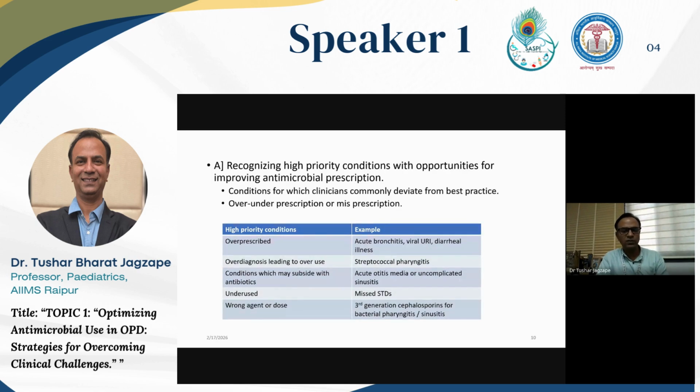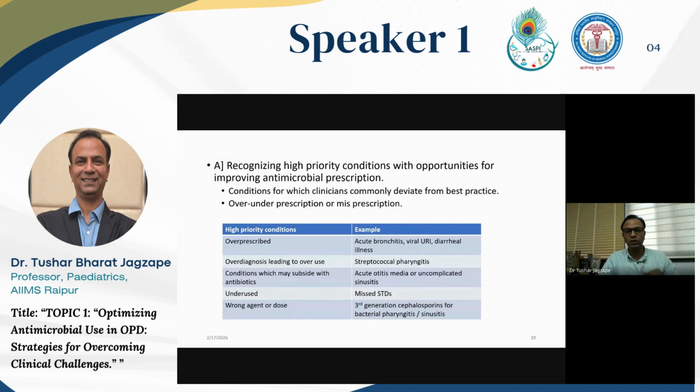This table gives some examples, like overprescribed. In most of the studies, and in general also, you will find that respiratory infections, mostly the upper respiratory infections, are the condition where antibiotics are very commonly prescribed, not only by the clinicians, but also patients themselves go and take antibiotics over the counter. Then there are conditions which need antibiotics, but they are overdiagnosed, leading to overuse of antibiotics.